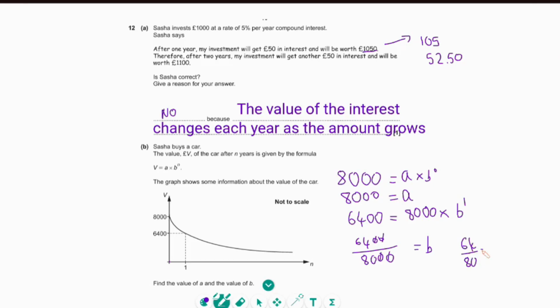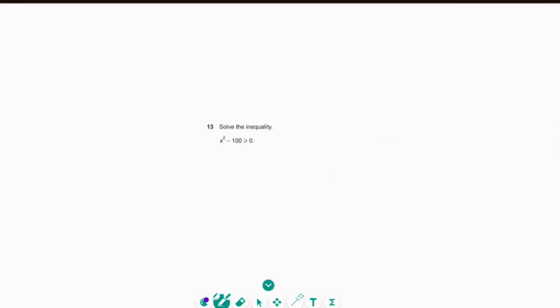I'm going to simplify that first. It's the same as 32 out of 40. We can divide both of those, the numerator and denominator, by 8. 32 divided by 8 is 4. 40 divided by 8 is 5. 4/5 is the same as 8/10. 8 divided by 10 is 0.8, so B is equal to 0.8.